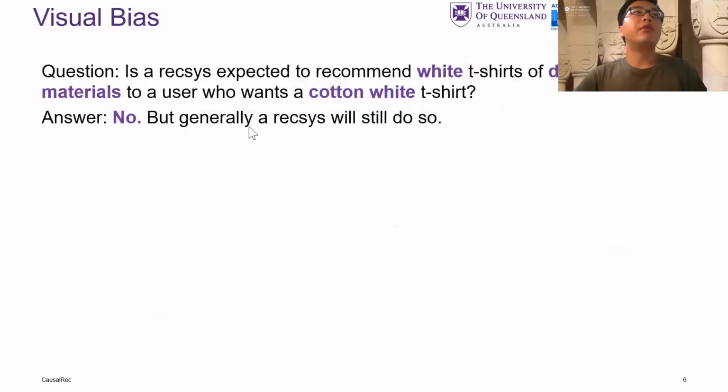So how do we define a visual bias in this method? Remember our question of whether to recommend white t-shirts of different materials to a user who wants a cotton white t-shirt. The answer is definitely no.